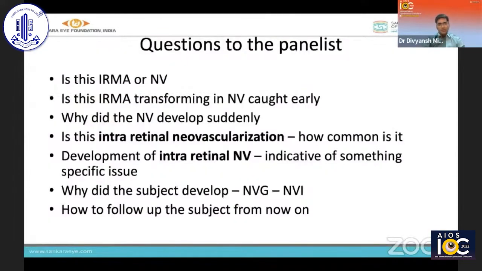So the questions to the panelists: is this IRMA? Is this NV? Or is it an IRMA which is transforming into NV and which we have caught early? And why did the NV develop suddenly in this case? Is it an intraretinal neovascularization, and how common is that? And does intraretinal neovascularization indicate something very specific, like this, where the patient developed NVG and NVI later on, and how should we follow up this case?